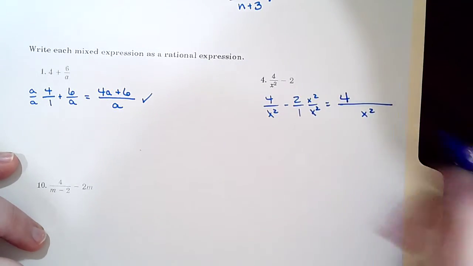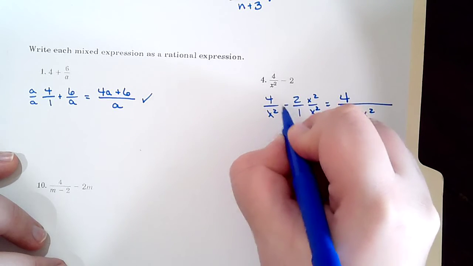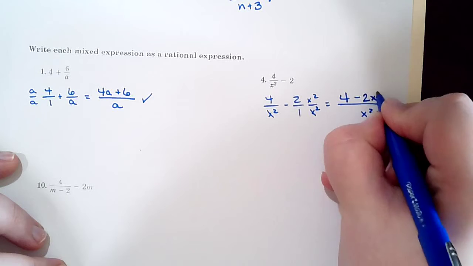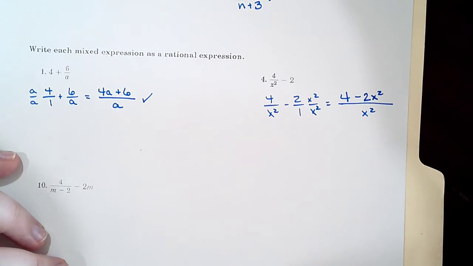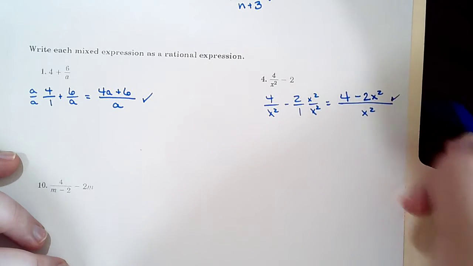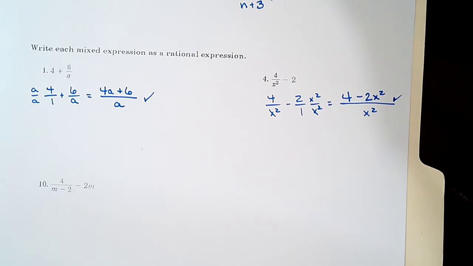On the left I have 4. On the right, remember I have to distribute this negative, so negative 2 times x squared. There's not really anything I can do to simplify this one, so I'm going to leave it as is. That is my final answer.